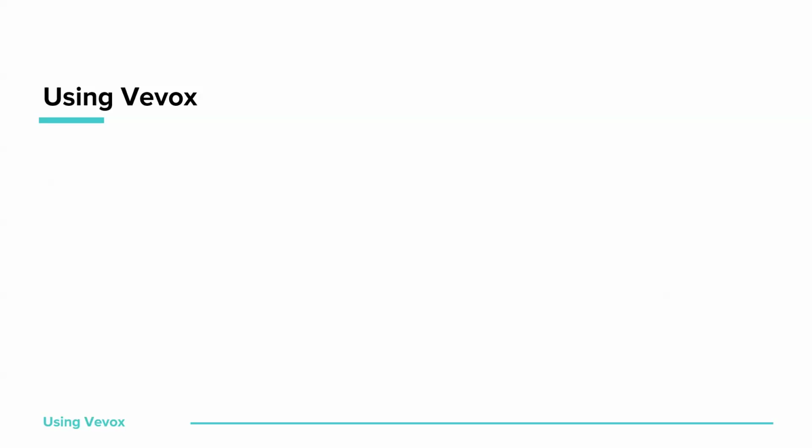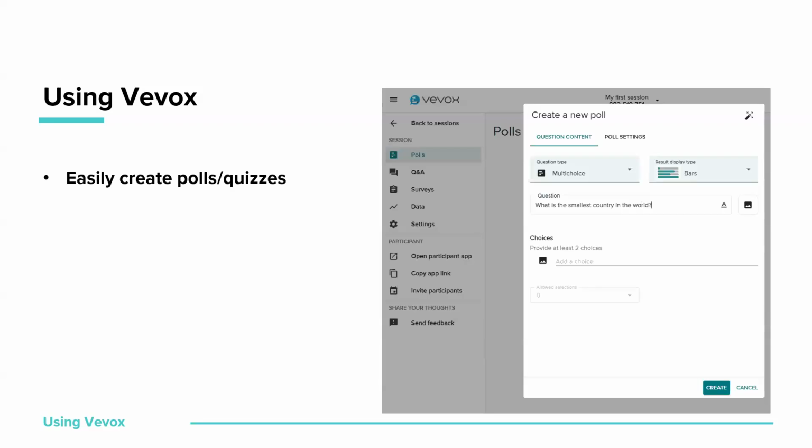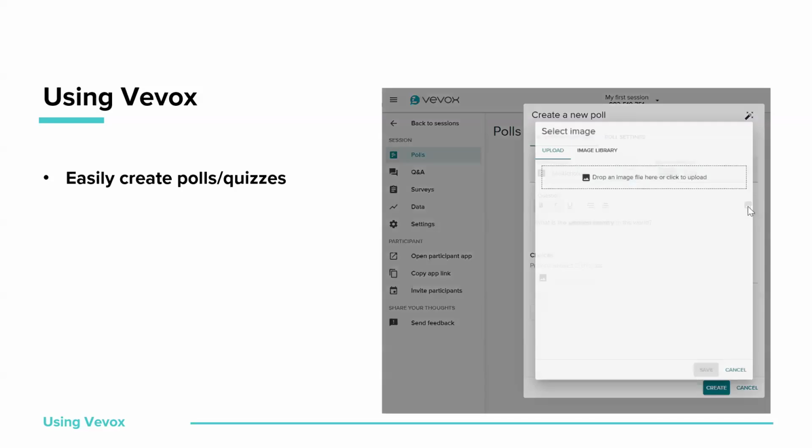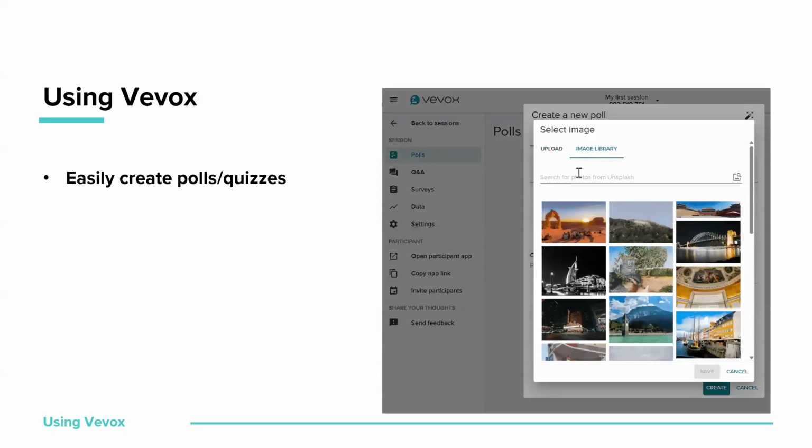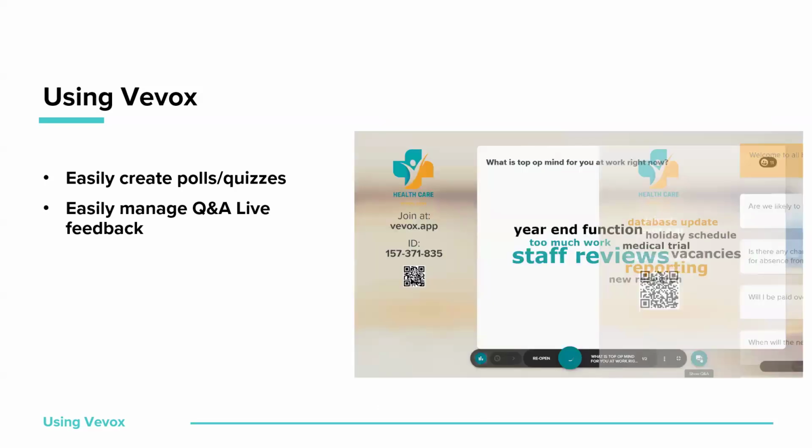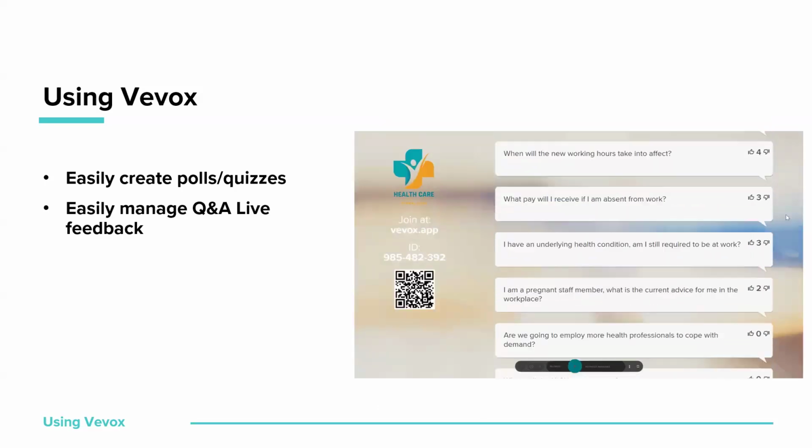So using Vevox is quite straightforward. You can use Vevox from the Vevox site, which you'll get a link to when you join the module that I'll share a link to. You can easily create polls and quizzes. And as I said, you'll get all the instructions on how to do that on the module. You can easily manage Q&A and live feedback.